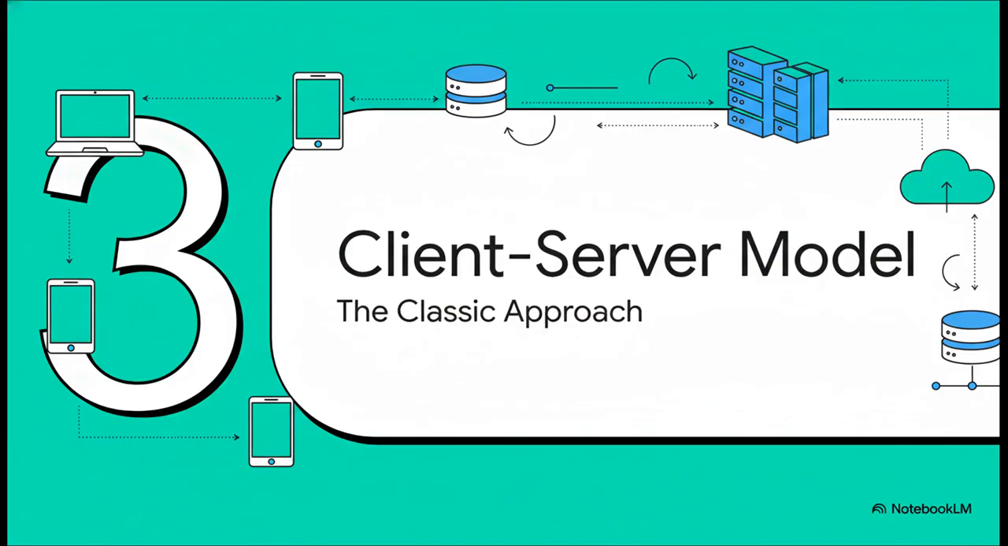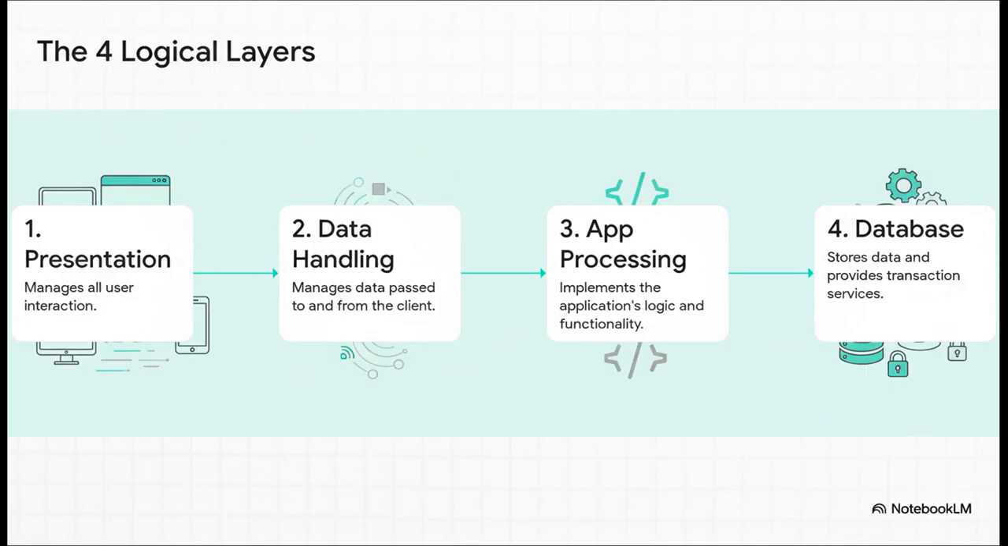I'm sure you've heard of this one before, client-server computing. So to really get the client-server model, it helps to think of any application as being built in logical layers. At the top, you have the presentation layer. That's the user interface, what you actually see and click on. Next is data handling, which does things like checking that you entered a valid email address. Then you've got the application processing layer. This is the real brain of the operation, where all the core logic happens. And at the bottom, the database layer, which is all about storing and retrieving information.